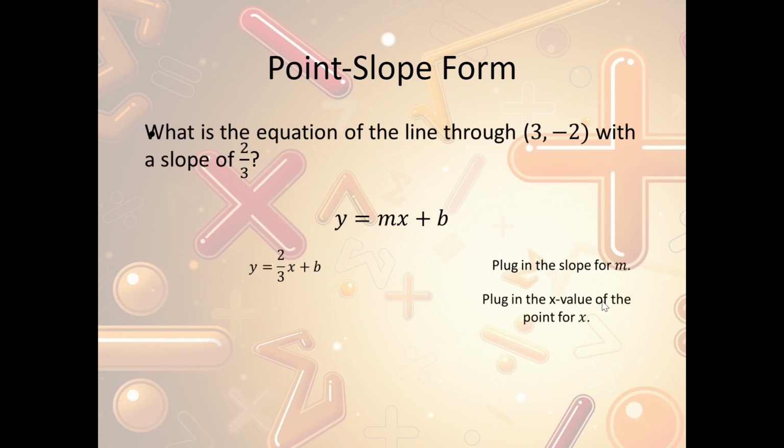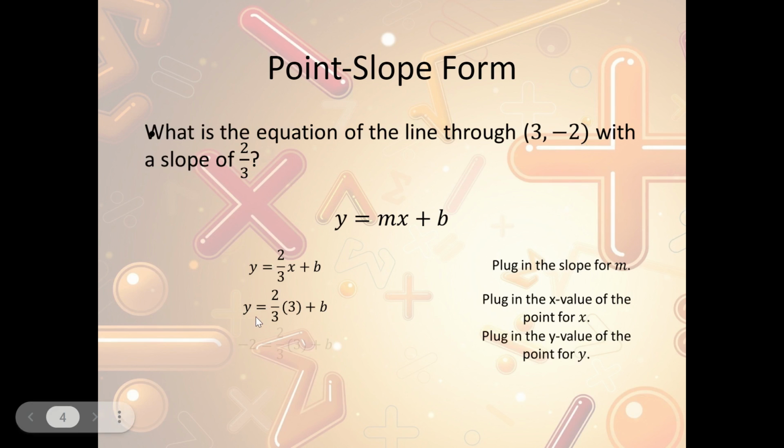Then we'll plug in the x value of the point we know. Well, the x value is 3, so we plug that in for x. And then we plug in the y value for y, which in this case is -2, so we plug that in for y. And we get -2 = 2/3 times 3 + b. Now we can solve for b. Well, we get 2/3 times 3, which when we multiply this out, we get 6/3, which is the same thing as 2. So we got -2 = 2 + b.